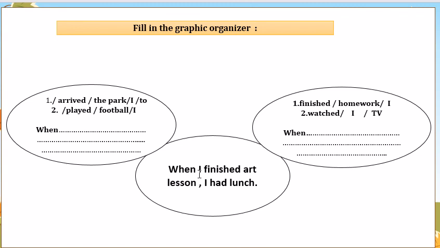Using when. Here we have an example. When I finished art lesson, I had lunch. So you can do the rest by yourself.